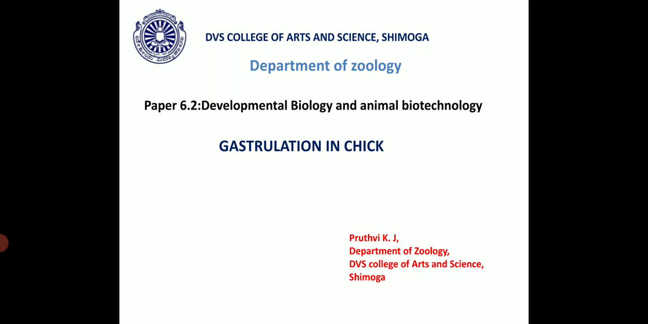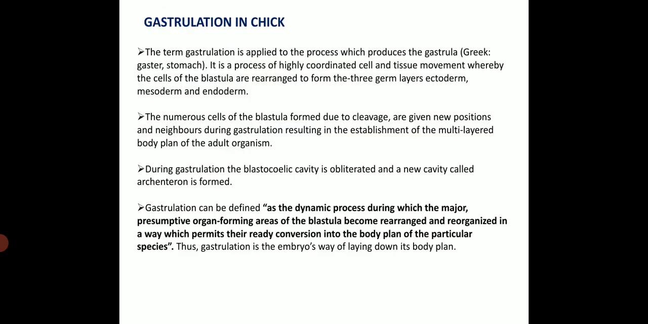Today we are discussing gastrulation in chick. The term gastrulation is applied to the process which produces the gastrula. Gaster, the word meaning that is stomach. It is a process of highly coordinated cell and tissue movement whereby the cells of the blastula get rearranged to form three germ layers, that is ectoderm, mesoderm and endoderm.